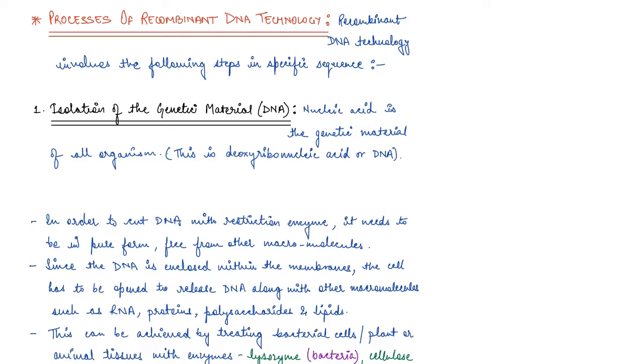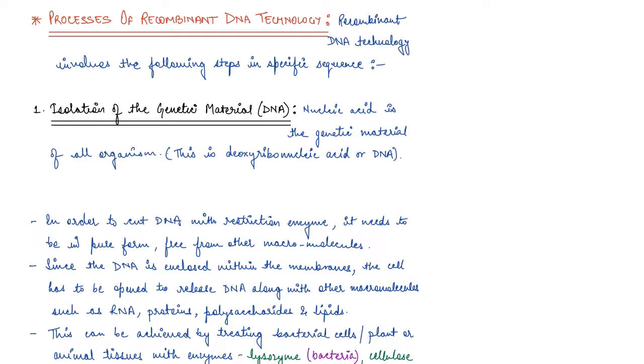Right. Now, since the DNA is enclosed in a membrane, what we do is first we break the cell open. We basically open the cell, right, along with all the other macromolecules, such as RNAs, proteins, polysaccharides, lipids, everything will be there. Now, how do we open the cell? We treat it. We treat it with what?